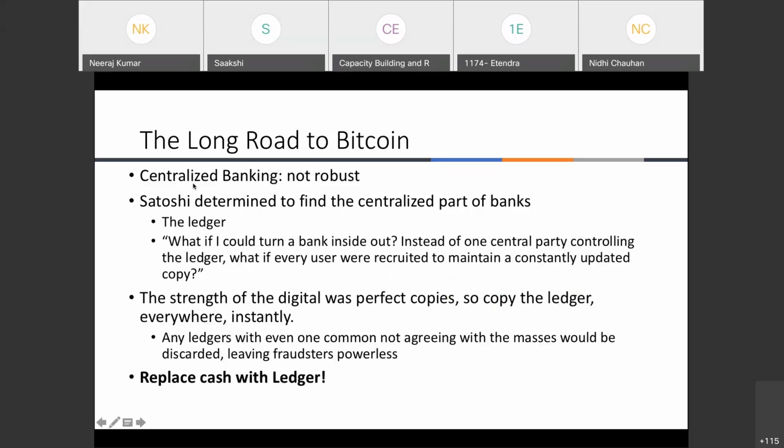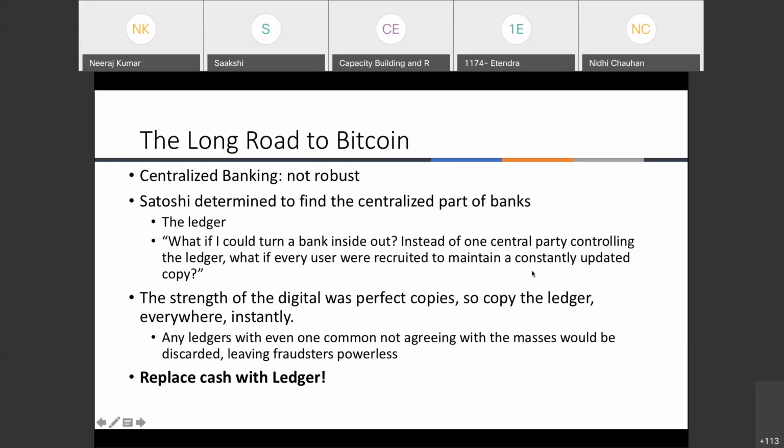Earlier, all banking was a centralized banking mechanism. There was no robustness mechanism associated with it. So Satoshi set out to find an alternative to the centralized part of the bank, that is, a ledger should be there. He says: if I could turn a bank inside out, instead of one centralized party controlling the ledger, what if every user were recruited to maintain a constantly updated copy?